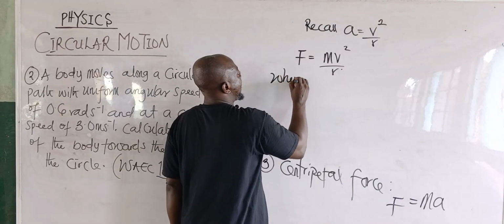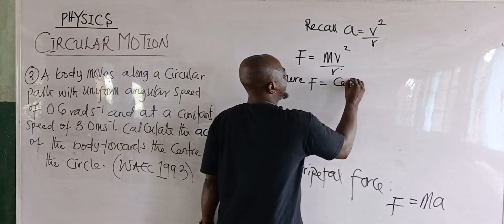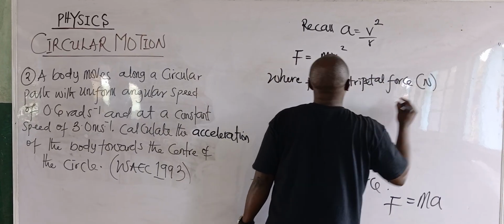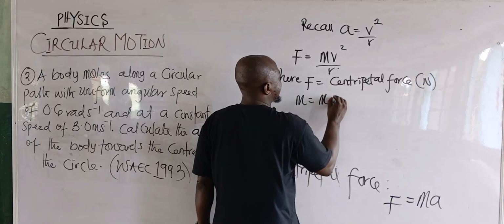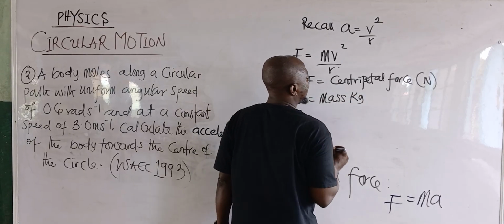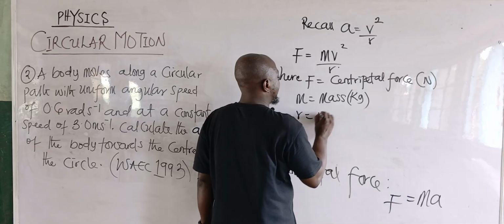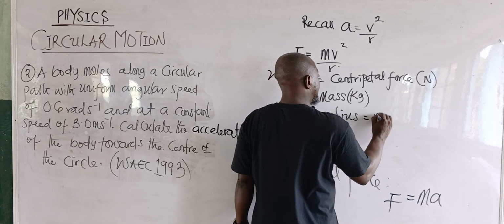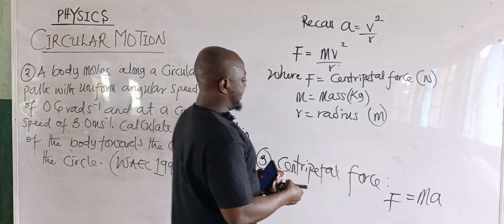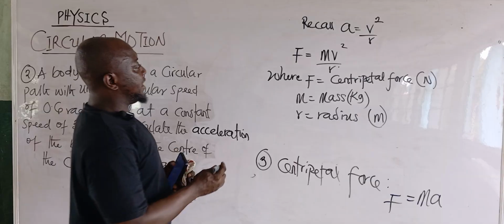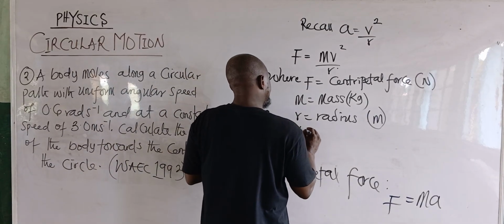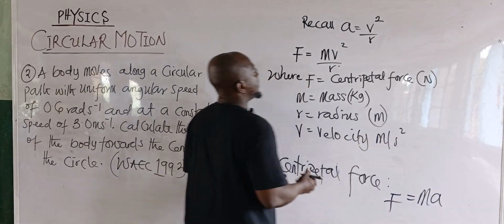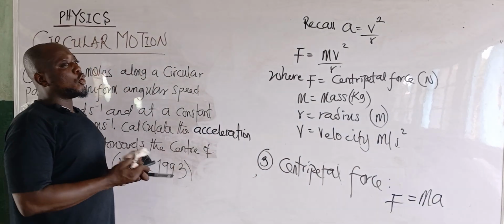Here, F is known as the centripetal force in Newton, M is the mass in kg, r is the radius in meter, and v is my velocity in meter per second. So this is what we know going further.